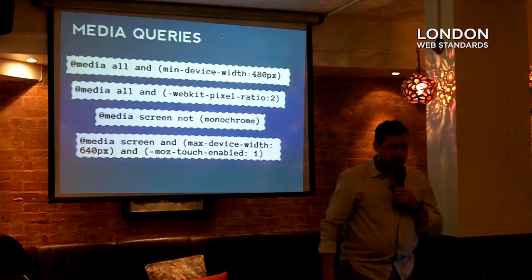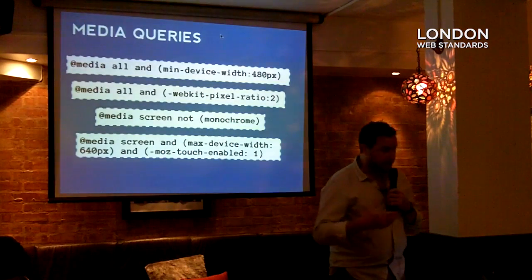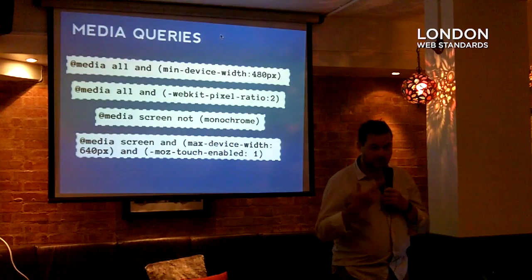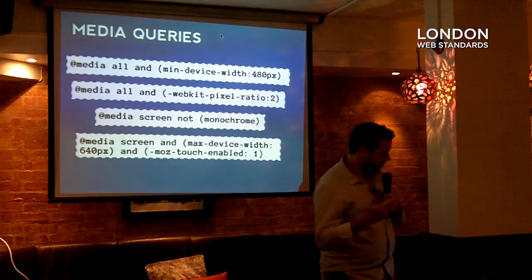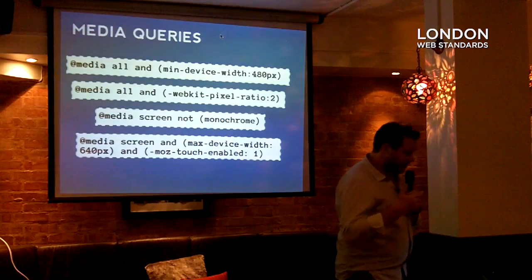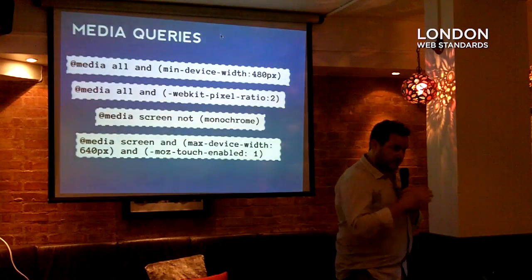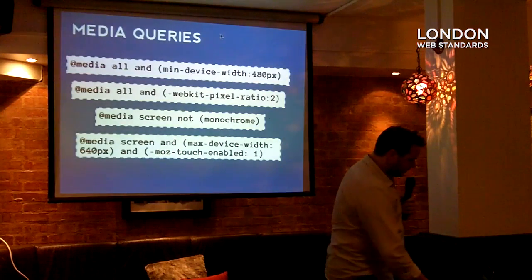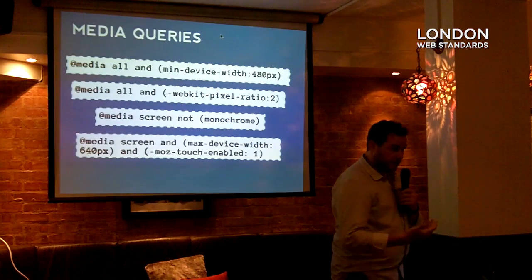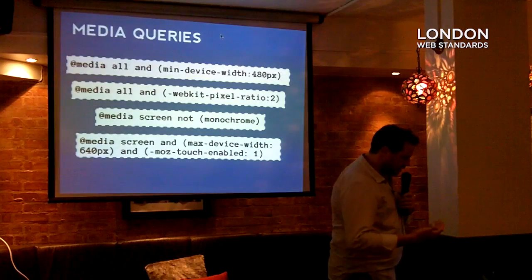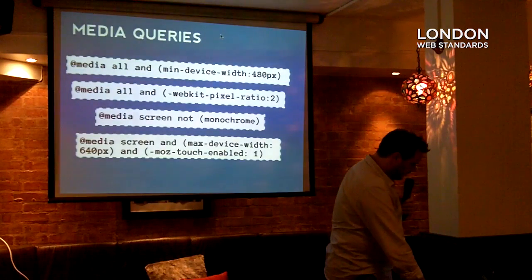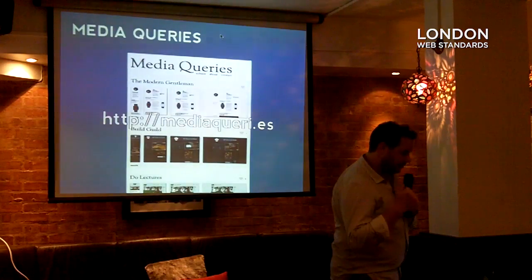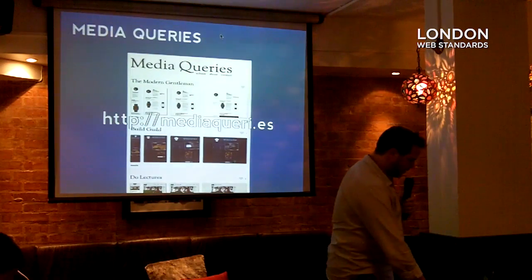Media queries, again, very big at the moment. So you can start making style sheets that adapt, are responsive to the device that the user views them with. So you can do a minimum device width and only serve styles just for devices that are at least that wide. Pixel ratio for iPhone 4 and high resolution devices like that. You can do some cool stuff. Again, a good site to visit is mediaquery.es, which has some great examples of things like this.